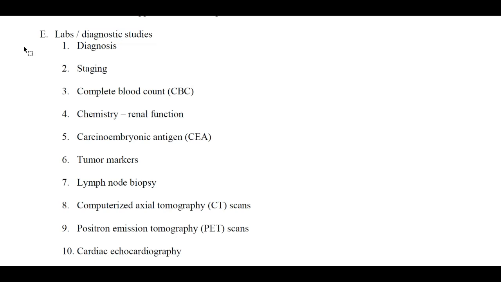Complete blood count is very important to know, right? Because we know that anti-neoplastic agents can suppress the bone marrow, therefore causing a decrease in red blood cells, a decrease in white blood cells, and a decrease in platelets.